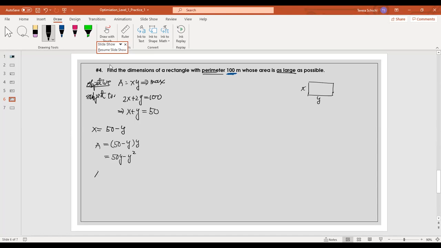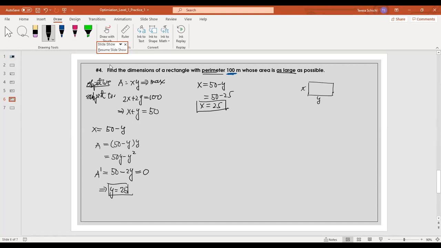Then what do I need to do? The derivative. The derivative is 50 minus 2Y, set equal to 0. Now what is Y? Y is 25 here. Then we know X is equal to 50 minus Y, so it's 50 minus 25. X is equal to 25 here.